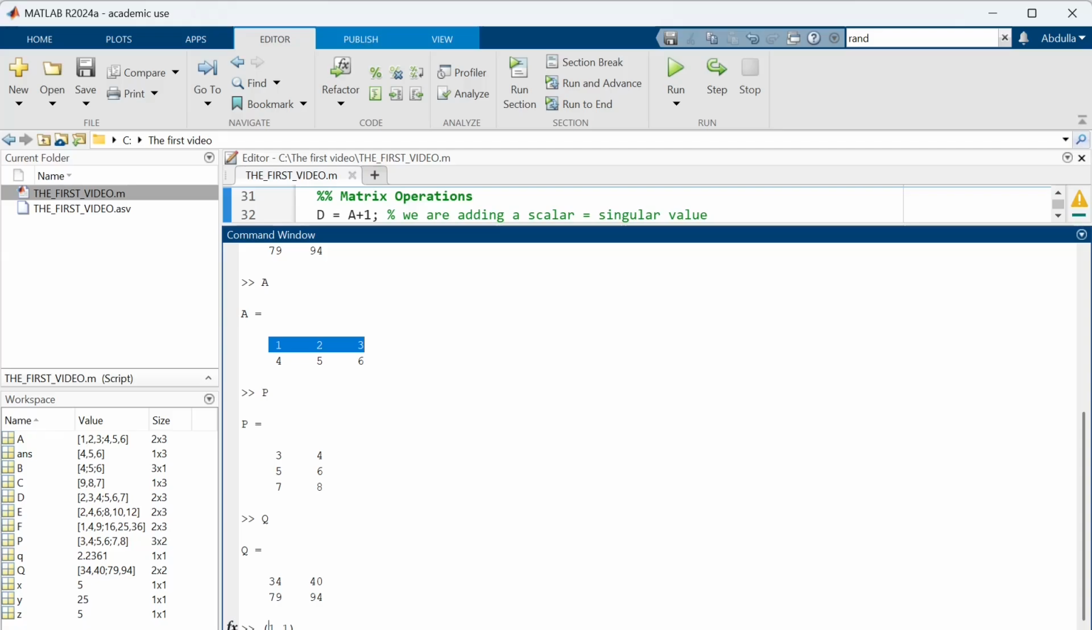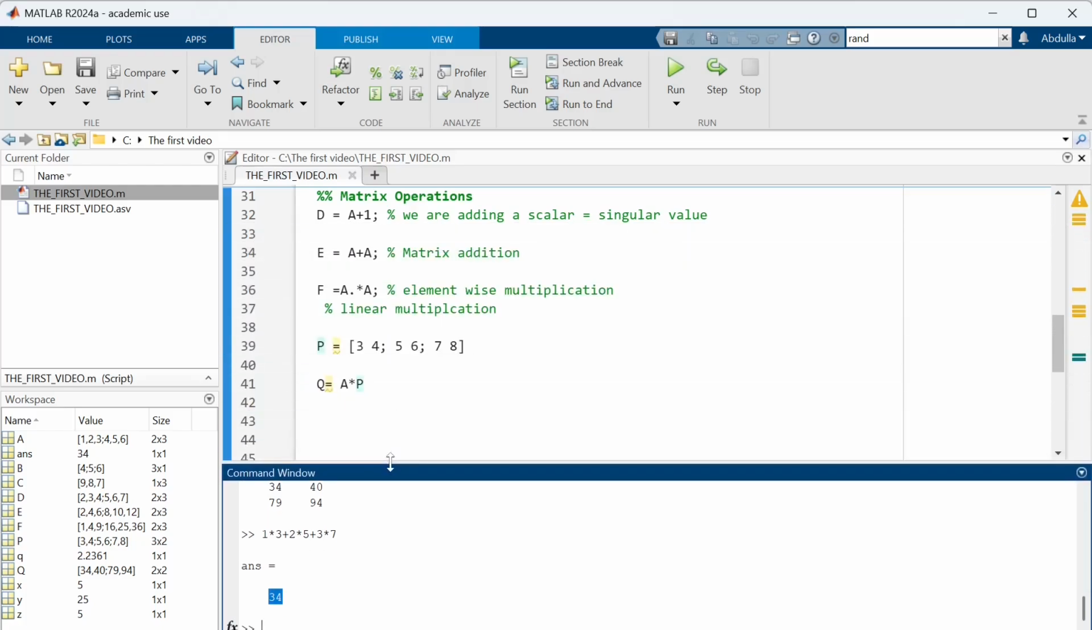What does this mean? This is how we should multiply. Yes, so how are we going to multiply? Easy. 1 multiplied by 3 plus 2 multiplied by 5 plus 3 multiplied by 7, and we should get 34. And this is how linear multiplication goes. Of course, MATLAB does these steps for us, we don't need to go through all of this. But I just wanted to explain the difference between element-wise multiplication and linear multiplication.